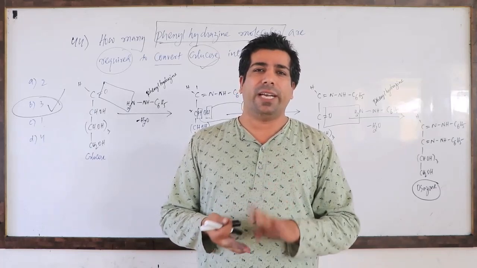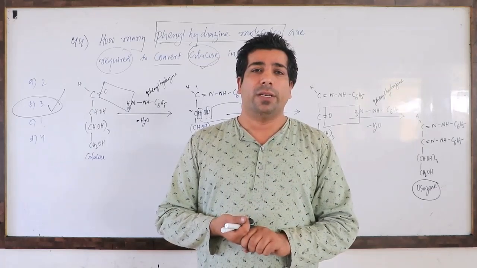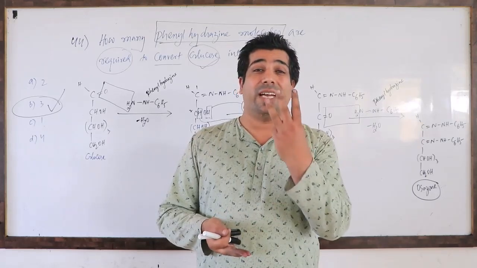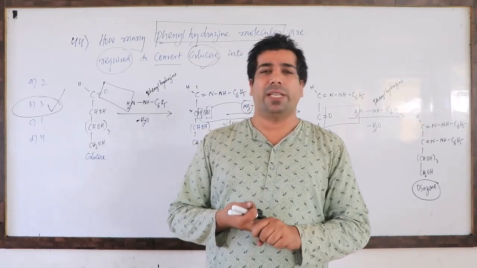And how many phenylhydrazine molecules are required to convert glucose into osazone? We require 3 phenylhydrazine molecules. Please remember that particular point.